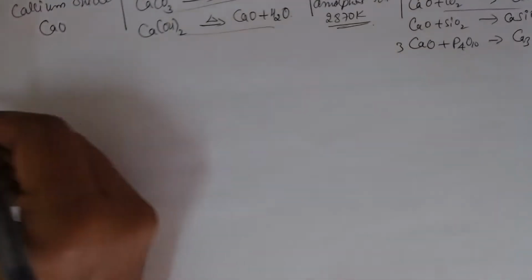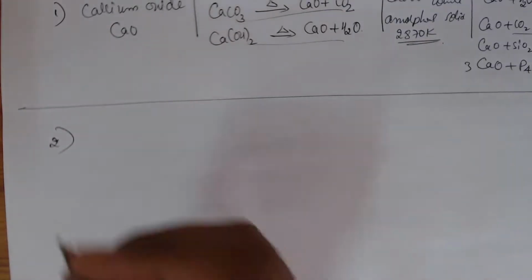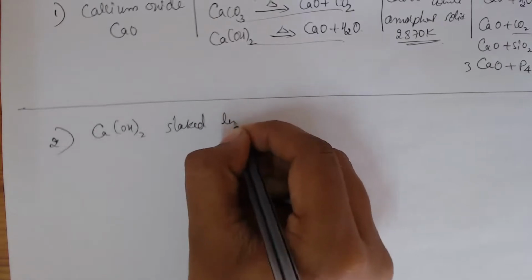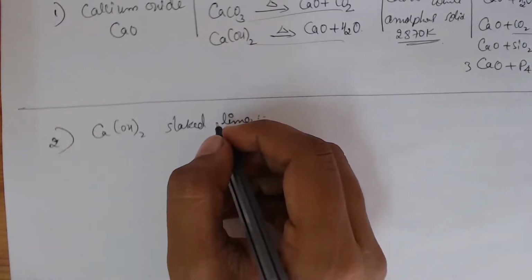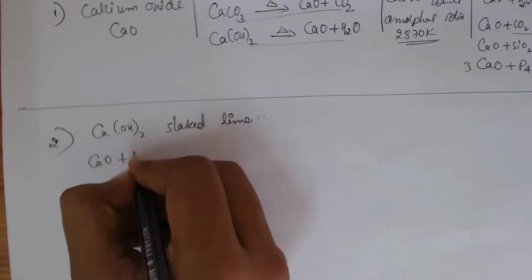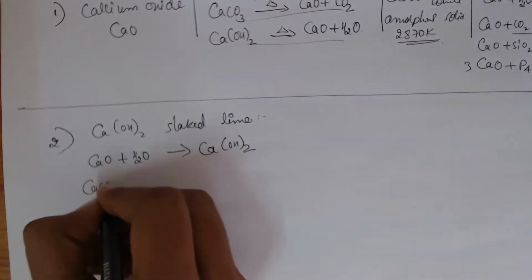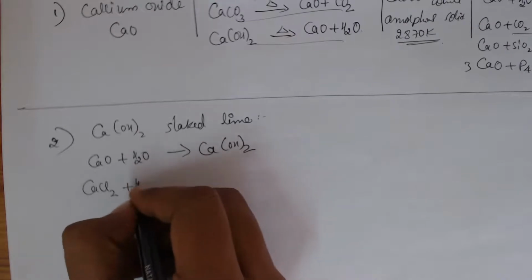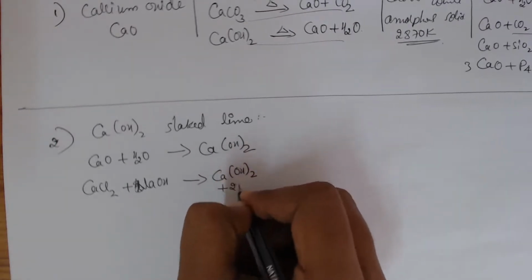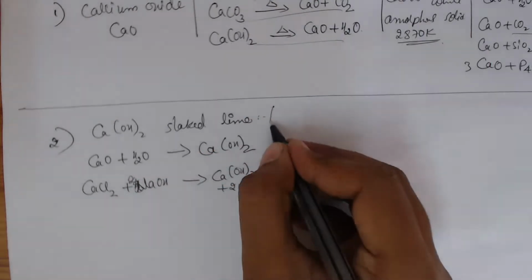The second one is calcium hydroxide, that is slaked lime. Students, here the preparation: CaO plus H2O gives rise to Ca(OH)2. Again, CaCl2 plus NaOH gives rise to Ca(OH)2 plus 2NaCl. This is 2 moles. These two are the preparation methods for slaked lime.